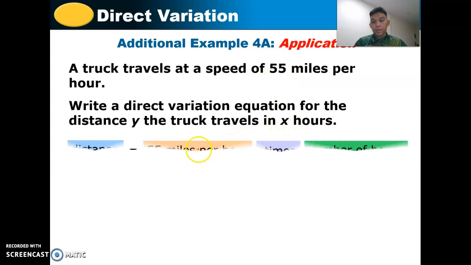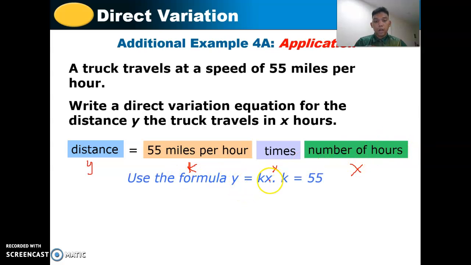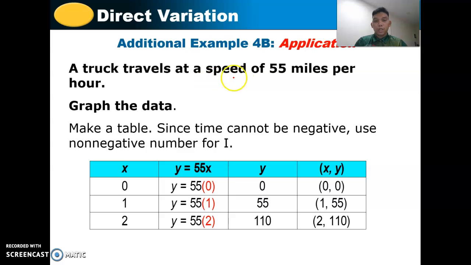Let's proceed. To get the distance y, this is y and this is your constant, multiplied by your x, the number of hours, or h, right? So distance equals 55 times the number of hours. Use the formula y equal to kx, where k is 55. So y equals 55 times x, so y equals 55x. This is now the equation. The truck travels at a speed of 55 miles per hour. Graph the data. Now we'll try to graph this one.